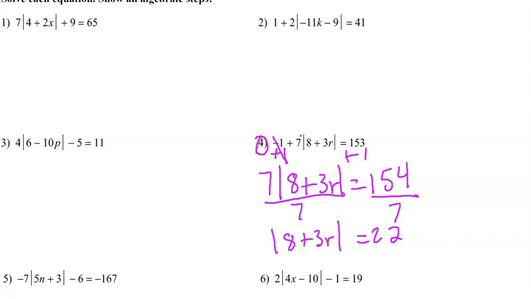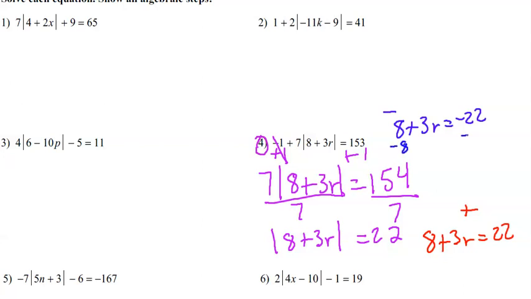Now let's set up our two pieces, our negative piece and our positive piece. Our negative piece would be 8 plus 3r equals negative 22. And our positive piece would be 8 plus 3r equals positive 22. Solve for each piece. So let's subtract 8 from each side. So 3r equals negative 30. Divide by 3 each side. R equals negative 10.